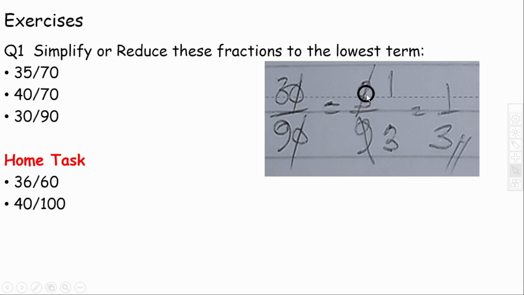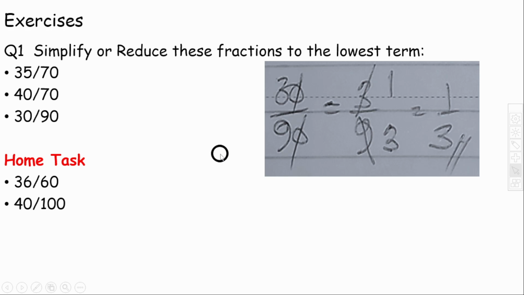Do we have any common factor between 3 and 9? Yes, we do. 3. So we divide both the numerator and the denominator by 3. 3 divided by 3 is 1. 9 divided by 3 is what? 3. So we have 1 all over 3. Now, do we have any common factor between 1 and 3? There is none. So this is the lowest fraction that we can get. So 1 all over 3 is the lowest term.